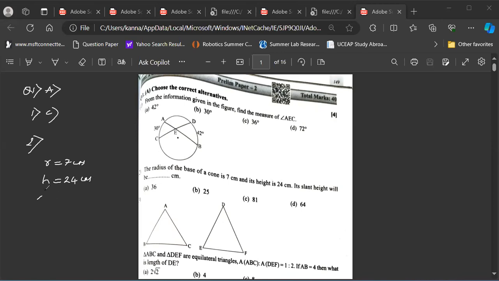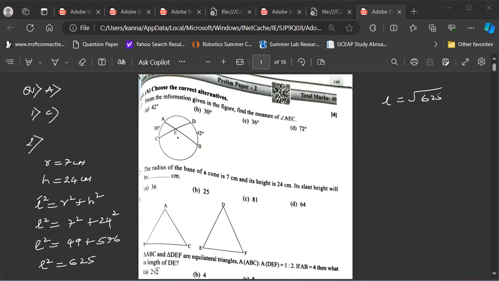Got it? Then the slant height of the cone will be: L square equals R square plus H square. L square equals 7 square plus 24 square. So how much will it be? L square equals 49 plus 576. So L square equals 625. So L equals root of 625. Square root of 625 is 25. So L is 25 centimeter. So you can see 25. B is the answer for this. B is the answer, small letter B, okay?